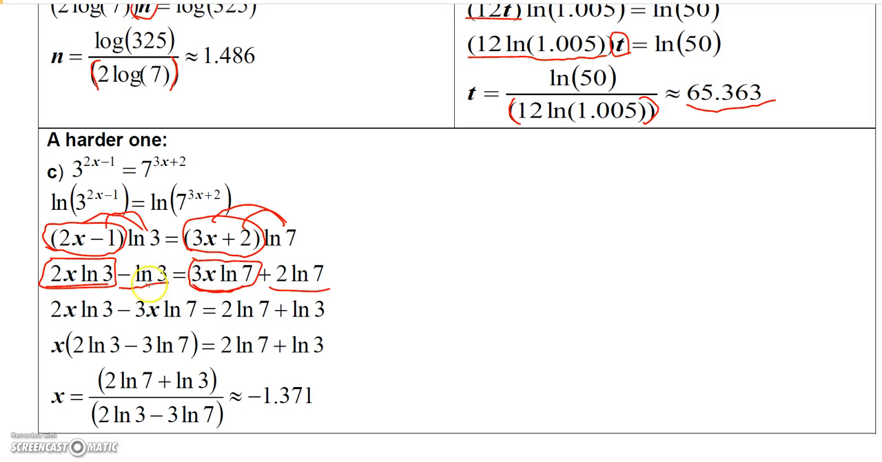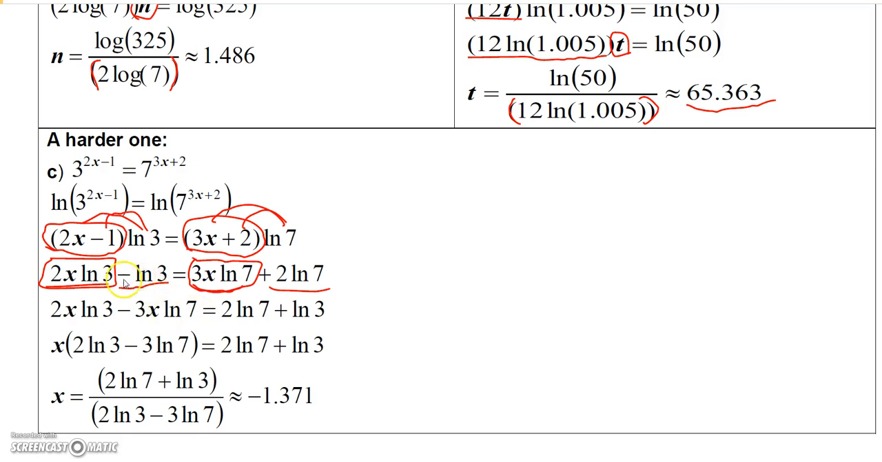So if I'm going to solve for x, I need to get these two terms on the same side of the equal sign. So I need this 2x natural log of 3 and the 3x natural log of 7 on the same side. So what I'll do is I'll take this term, 3x natural log of 7, and I'll move it across the equal sign. Now you remember what that does when you move it across the equal sign. So the 3x natural log of 7, when I move it to the other side of the equals, becomes minus. So now I have 2x natural log of 3 minus 3x natural log of 7.